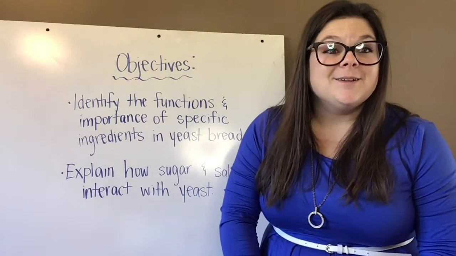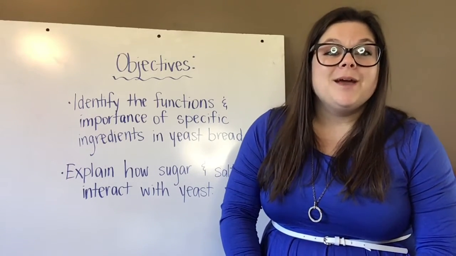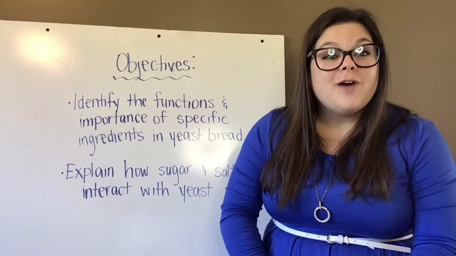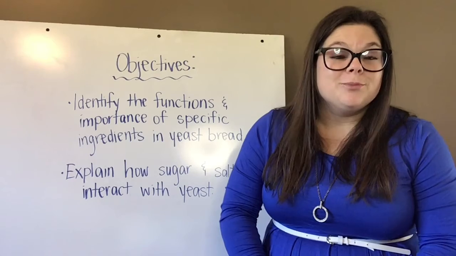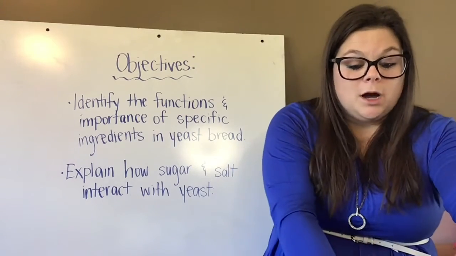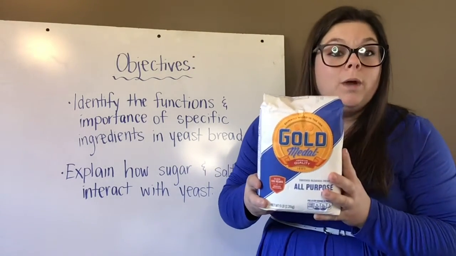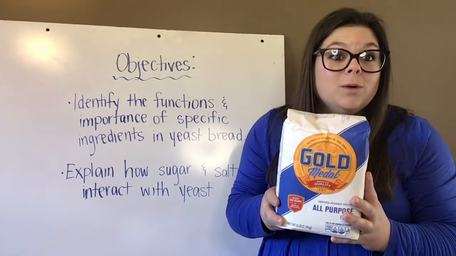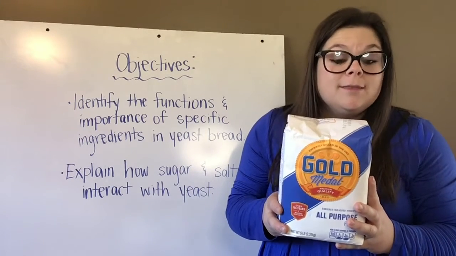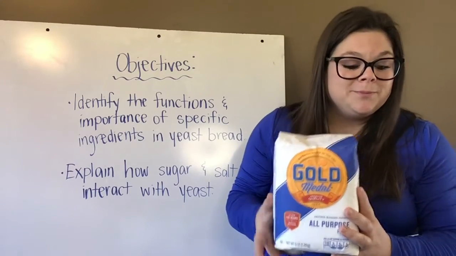So let's get started. We know that yeast bread is science. There are 5 ingredients that have to be inside of our bread in order for it to function properly. The first one we talked about was flour. We know that flour provides structure. It also includes the gluten that, once activated, provides strength and elasticity to our dough.